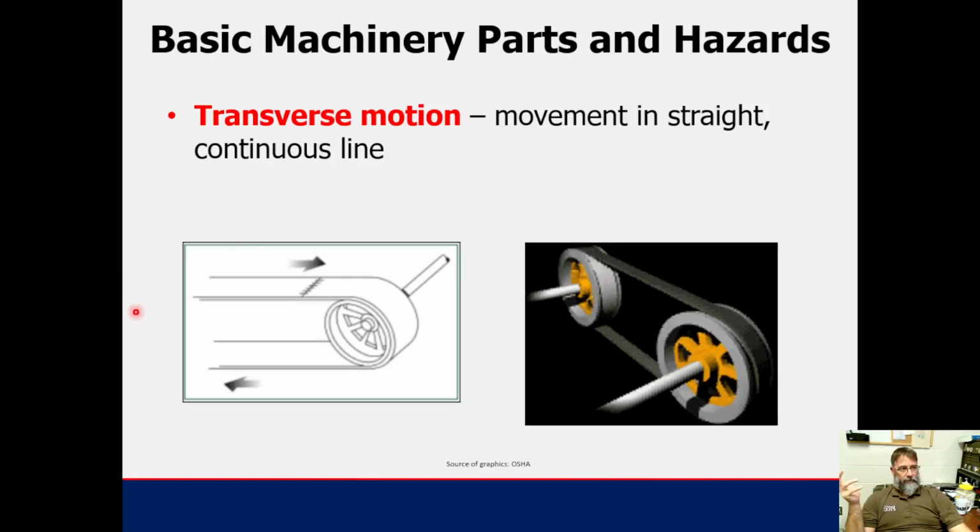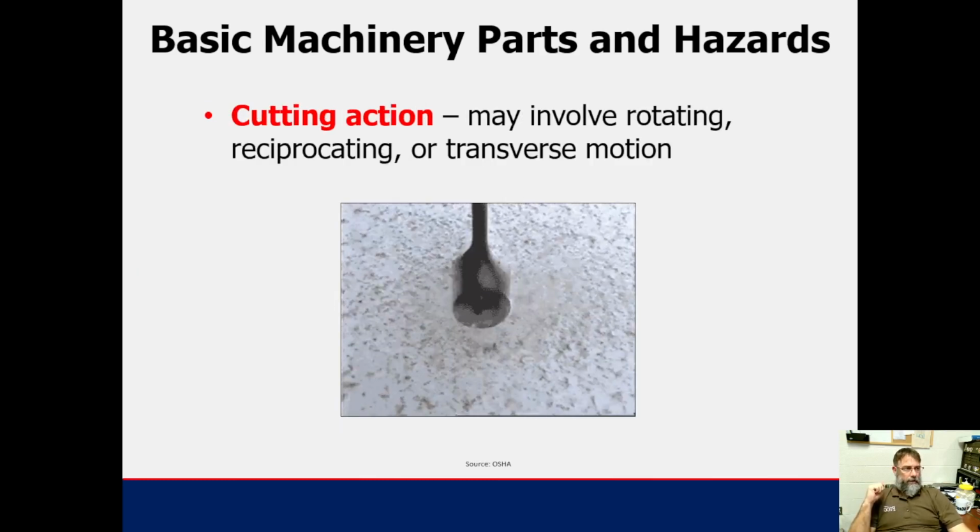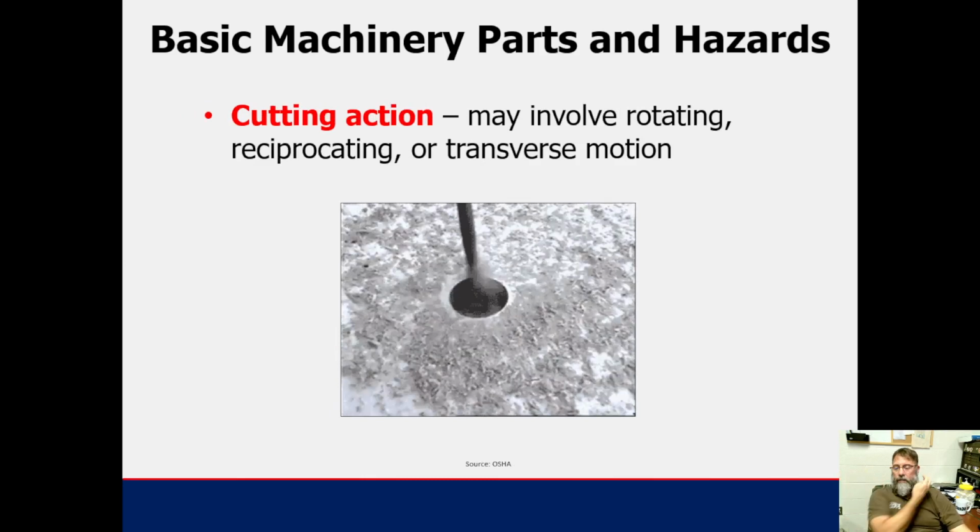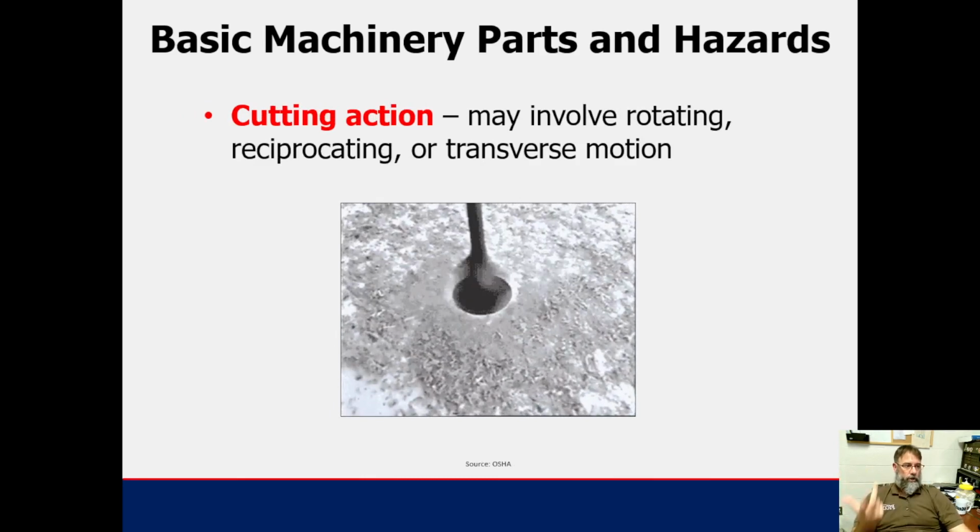Belts, transversing motion. It's basically just a belt that spins. It can create a nip point on that aspect as well. Cutting motion, in this case here, it's a drill. This is just a typical wood drill, but we could have something like that in the machine shop where we're drilling holes on our milling machines, or even on our drill press.